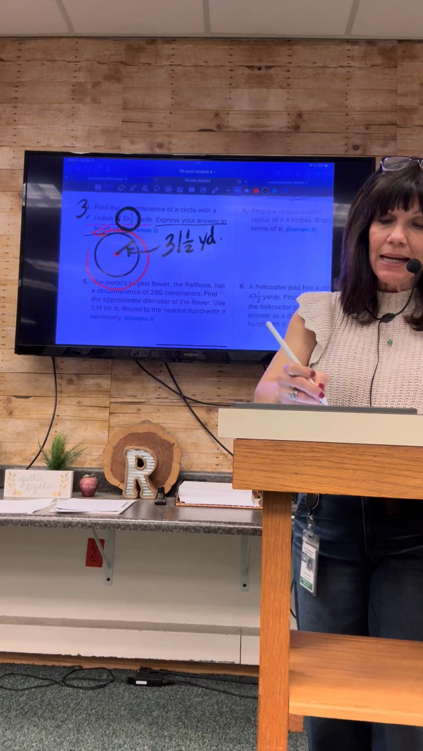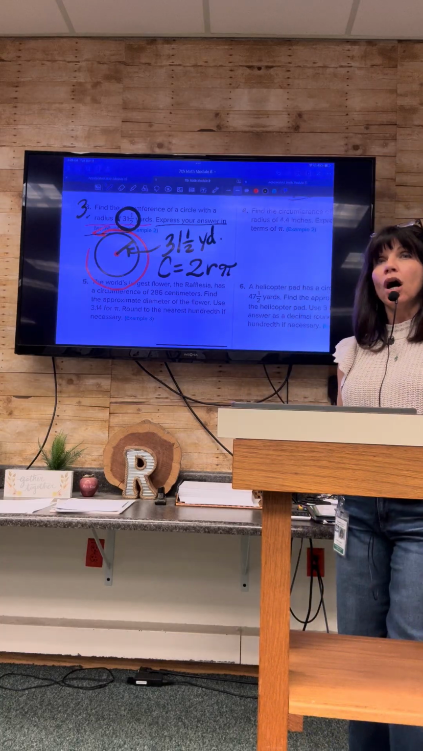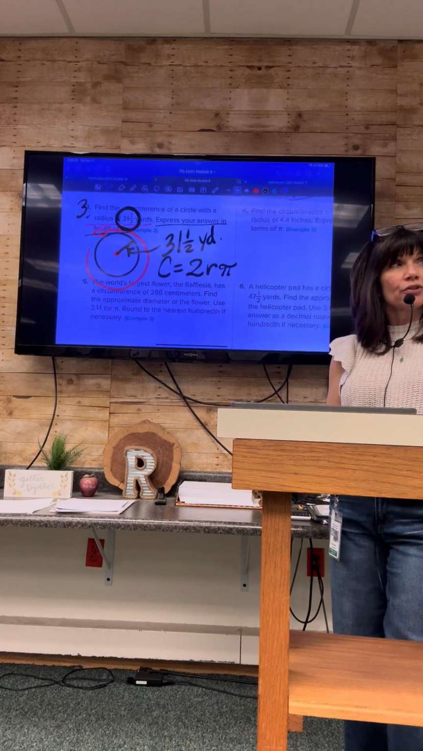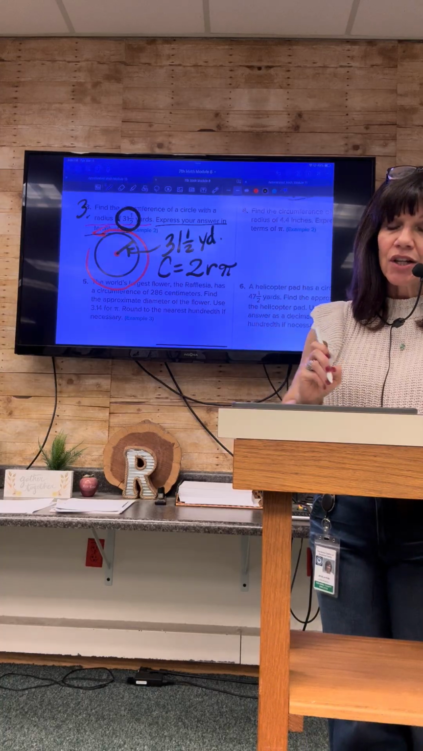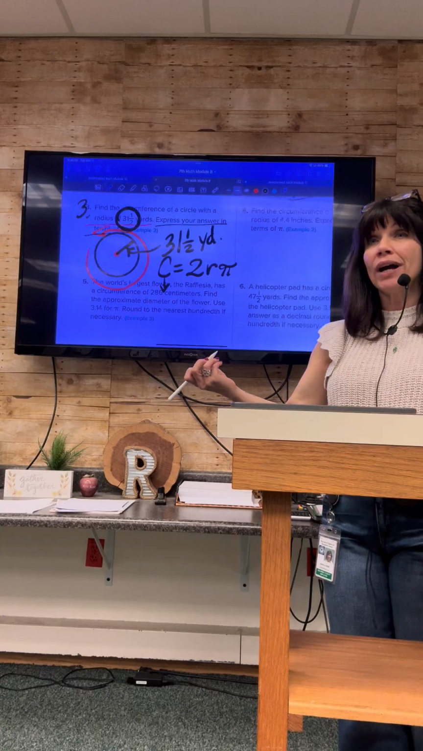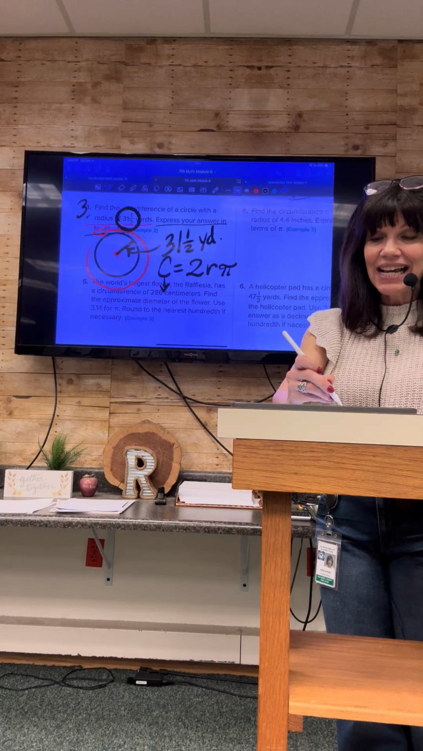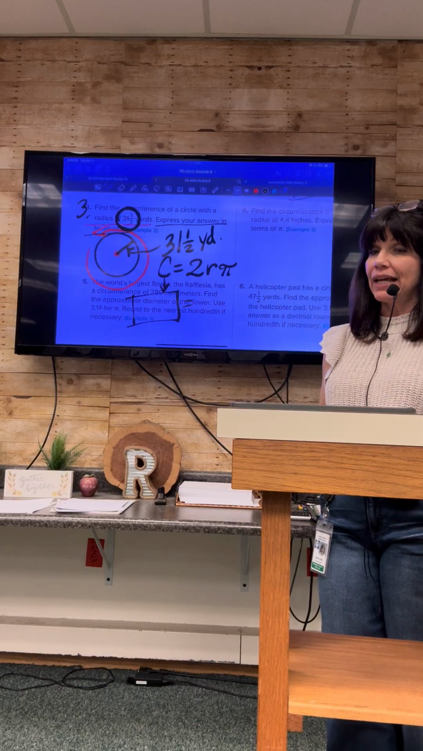Excellent. C equals 2R pi. Are we doing that so far? And are we understanding so far? Okay? And then let me ask you this. Do we know the circumference yet? No. Are we trying to find the circumference? Yes, so draw yourself an answer box where you will put that circumference later.